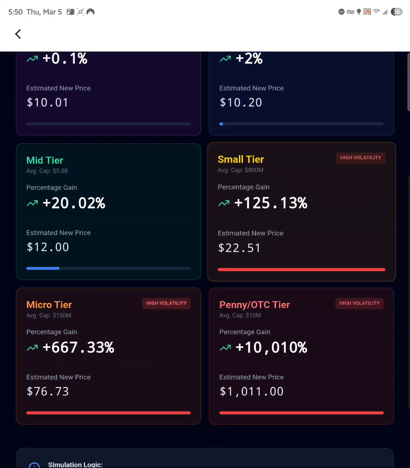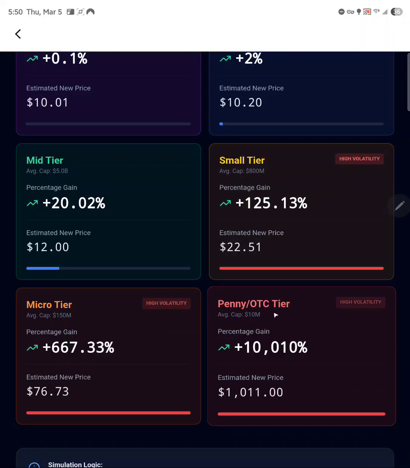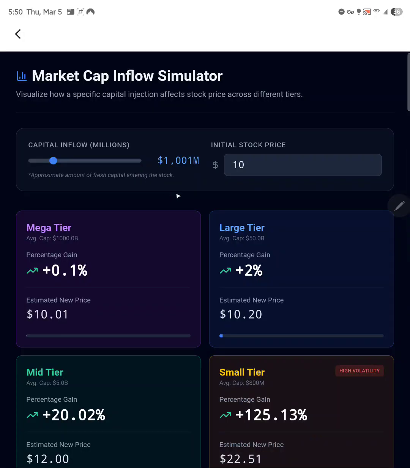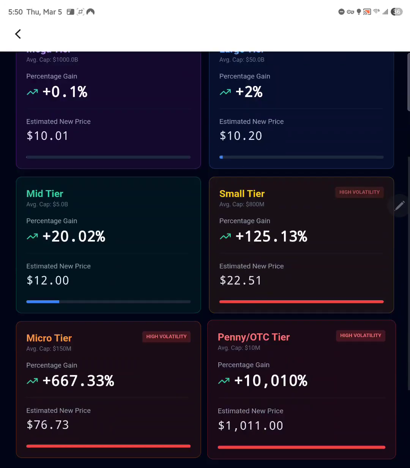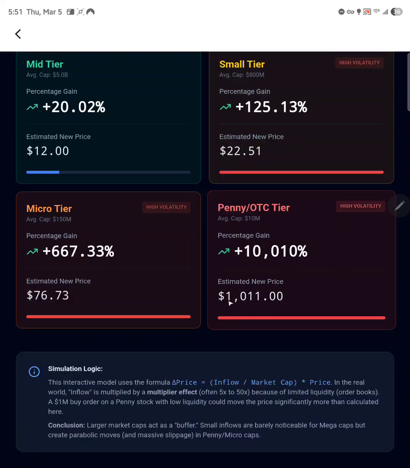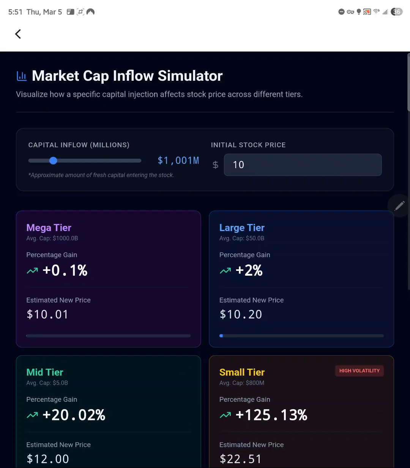Now over the counter or penny stock, let's say a stock with a market cap of only $10 million saw an inflow of $1 billion, which is very rare, and let's say its starting price was $10. Its new price is going to be $1,000 with a 10,000% gain. So you see how different levels of market cap react differently to the inflow of money.